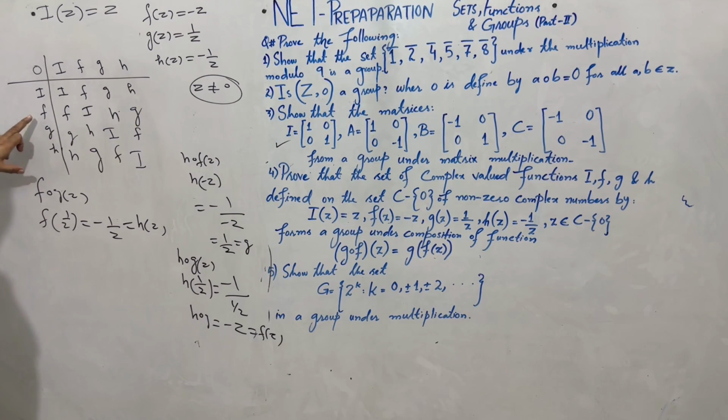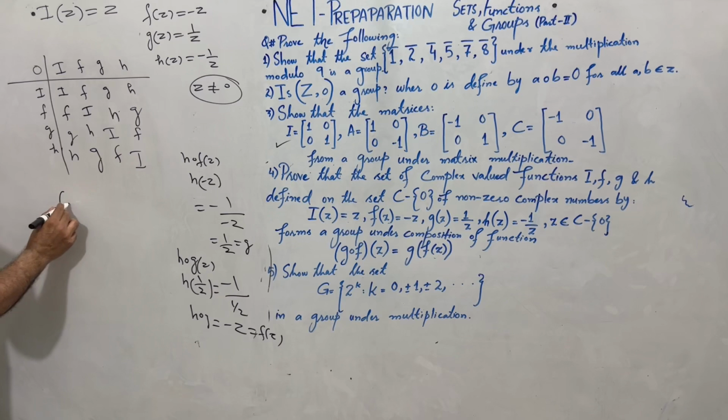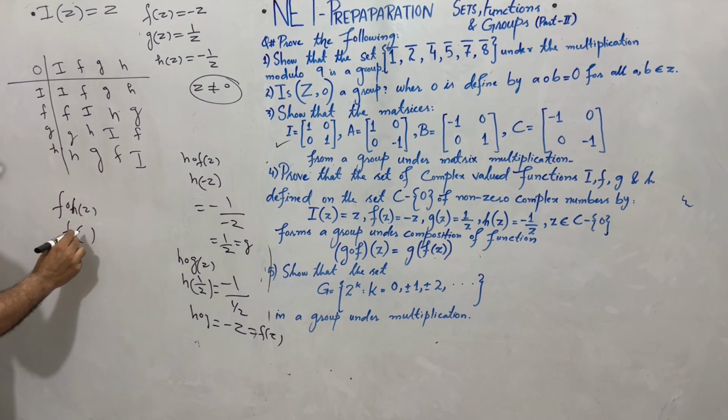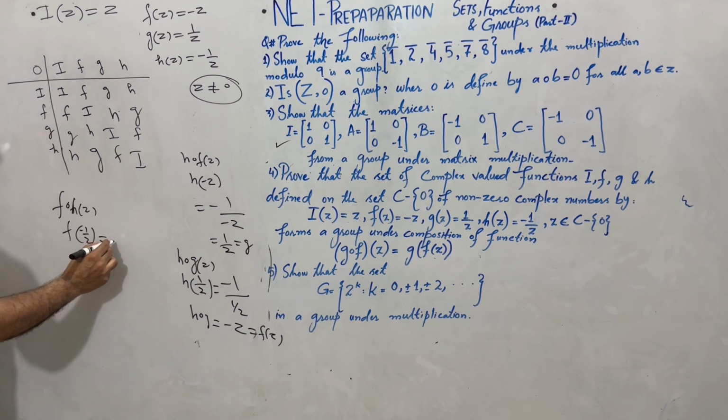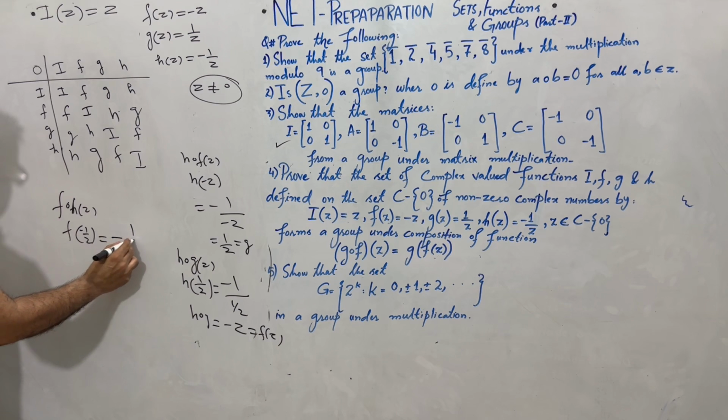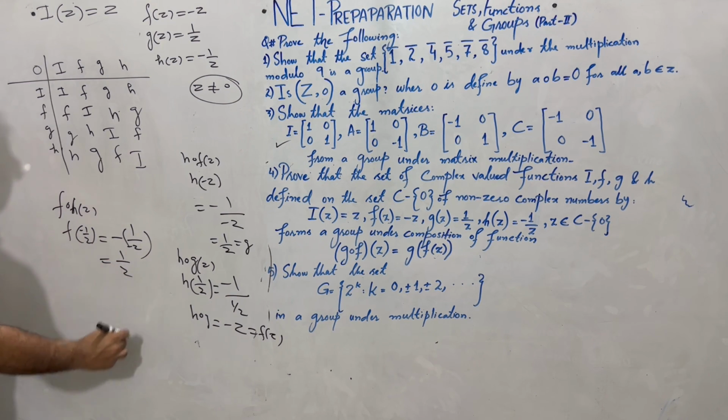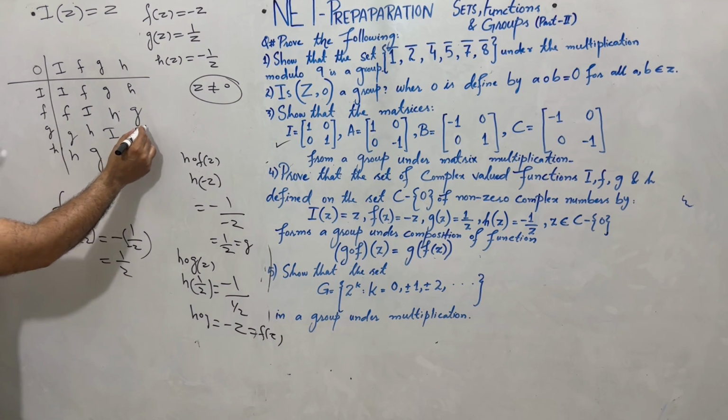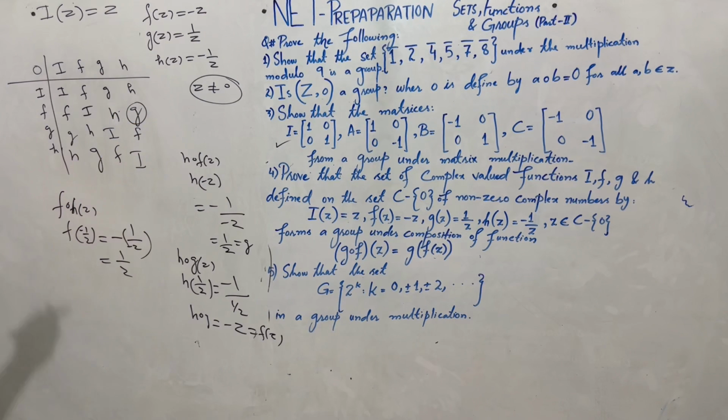Now let me verify F times H as well. Composition of F with H of Z. H of Z is equal to minus 1 over Z. Instead of Z I have to write minus 1 over Z. Minus times plus gives 1 over Z, which is equal to G. It's correct. Now our table is 100% correct.